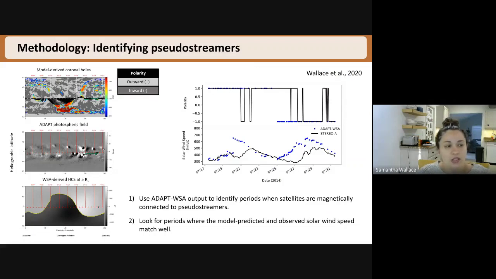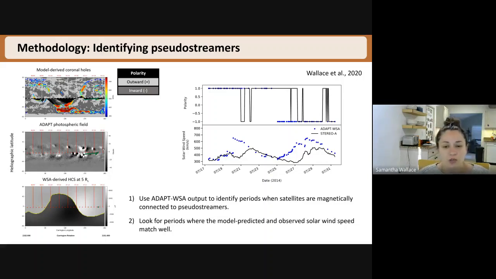So this is just highlighting the methodology to identify the specific field lines that are forming pseudostreamers. So even though this methodology is applied to pseudostreamers in this work, it can be used to identify the solar wind sources for any source region. It doesn't have to just be pseudostreamers. And I use this throughout the other studies I'll present today.